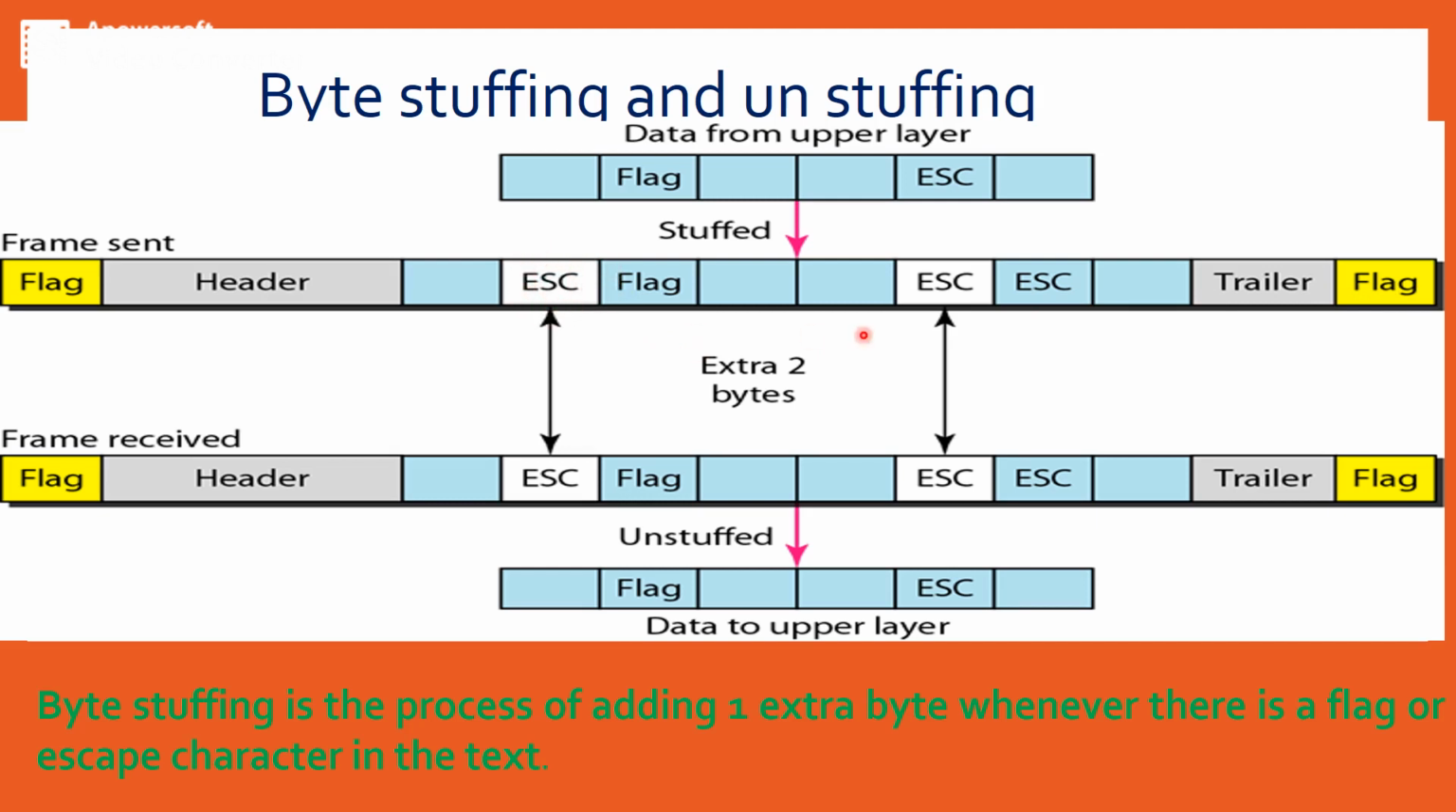So that phenomenon we can call byte stuffing. At the destination node, the same frame will be received along with two extra escape characters, and what the receiver does is remove the extra escape characters which were added at the sender node. It gets back the original data, which is the same as the data received at the sender node from the upper layer.